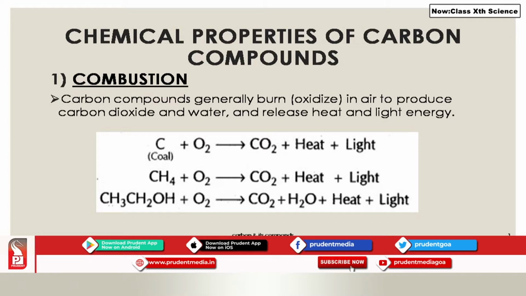The third example is alcohol. Which alcohol is there? 1, 2, there are 2 carbons. So 2 carbons, that means the word root is eth. The functional group is OH, so it is ol. So the name of this particular compound is ethanol. Ethanol, or alcohol in general, on combustion is again giving you carbon dioxide, water, heat and light is being given out.